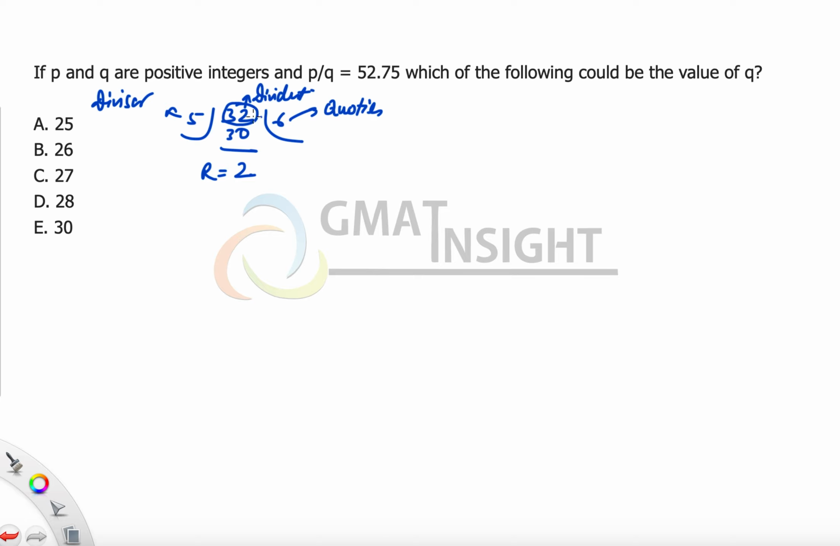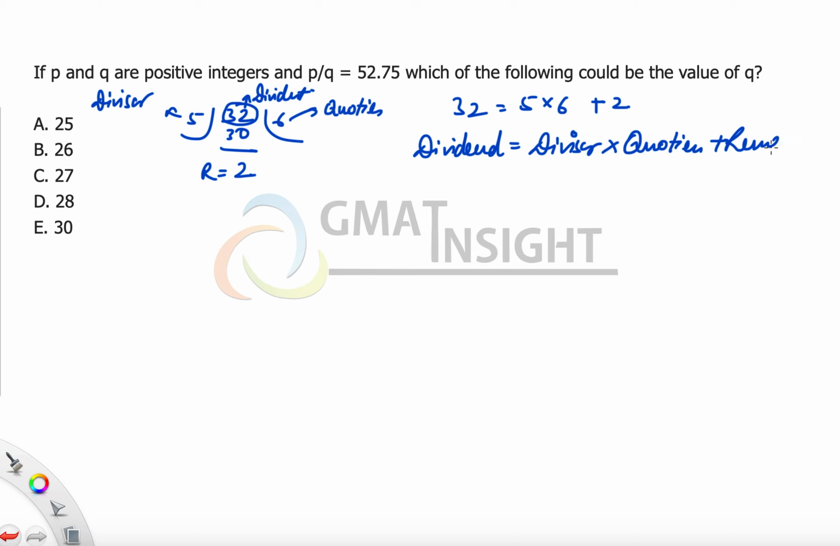Now, one very basic common relationship that we need to infer is that 32 can also be written as 5 multiplied by 6 plus 2, which means the first relationship is that the dividend of any division sum is always equal to the divisor multiplied by the quotient plus the remainder. So that's the first association that we must acknowledge and we should be able to use.